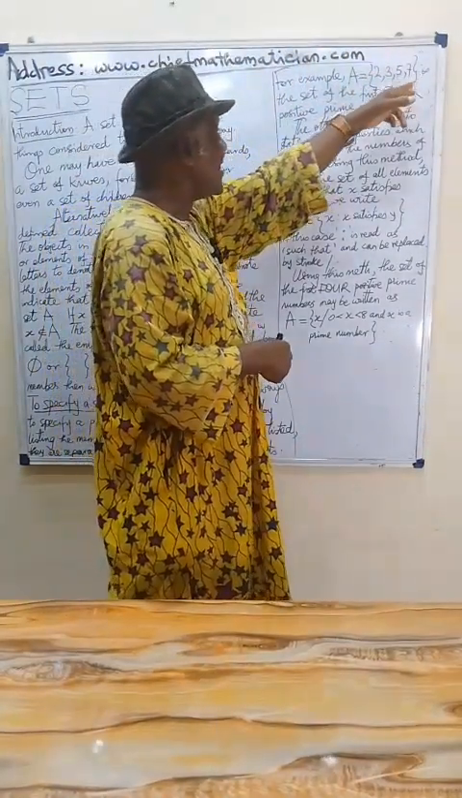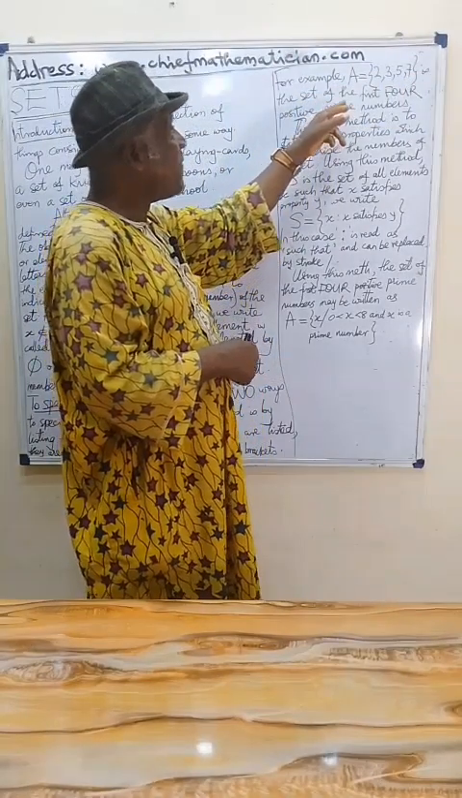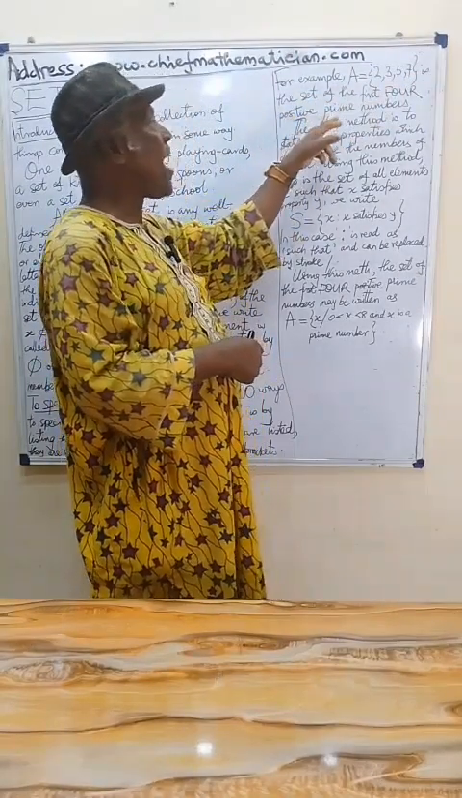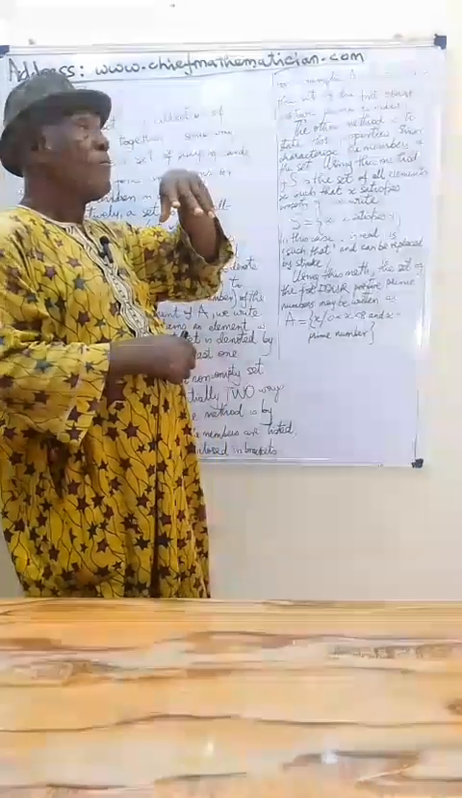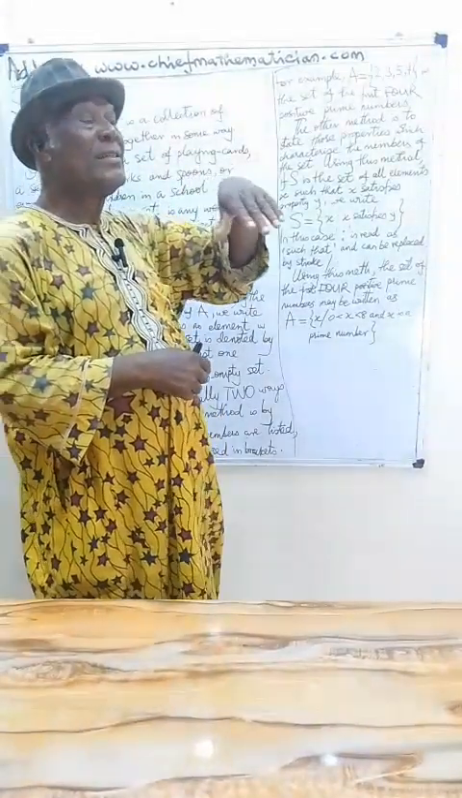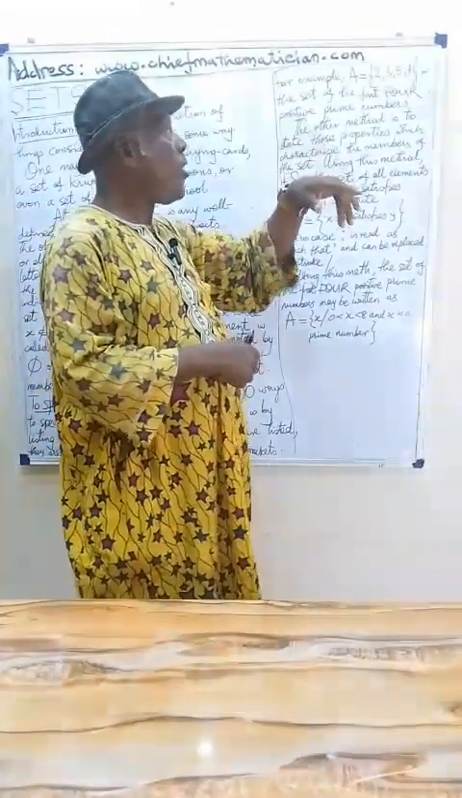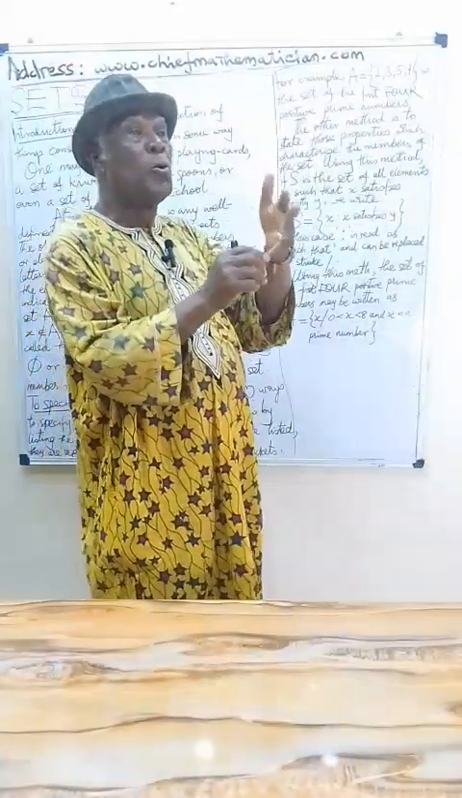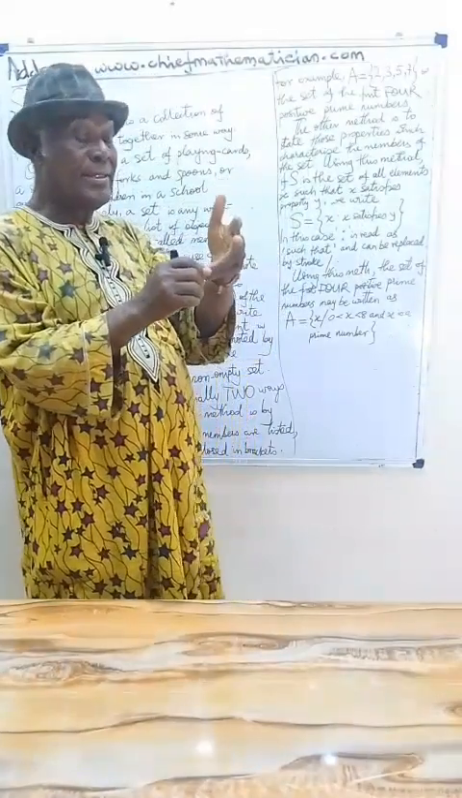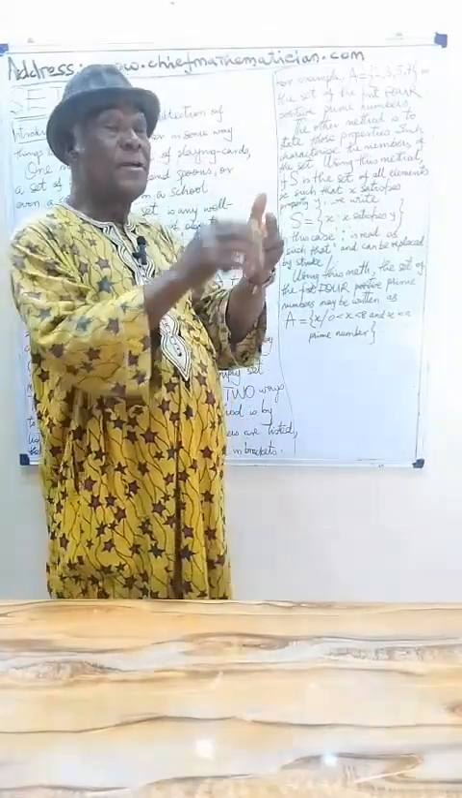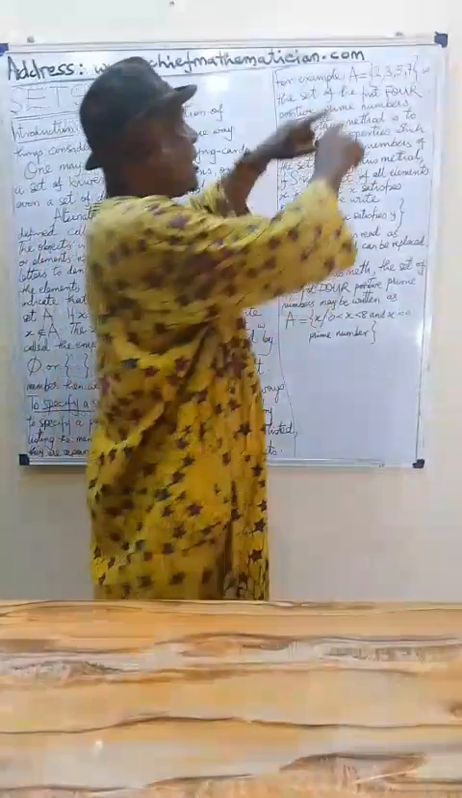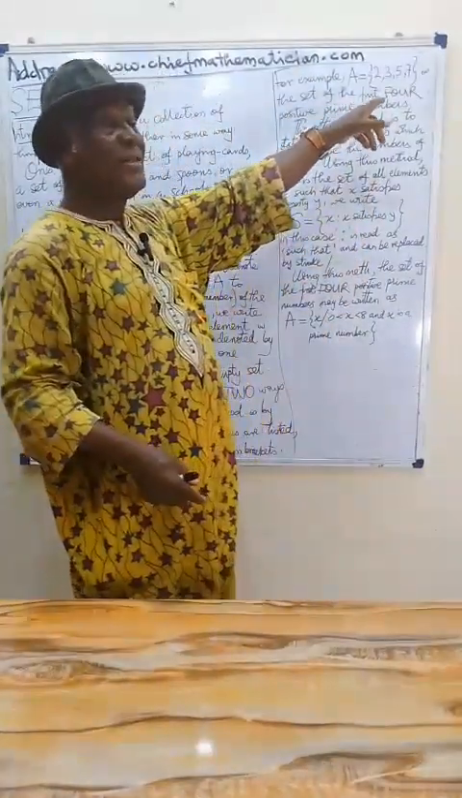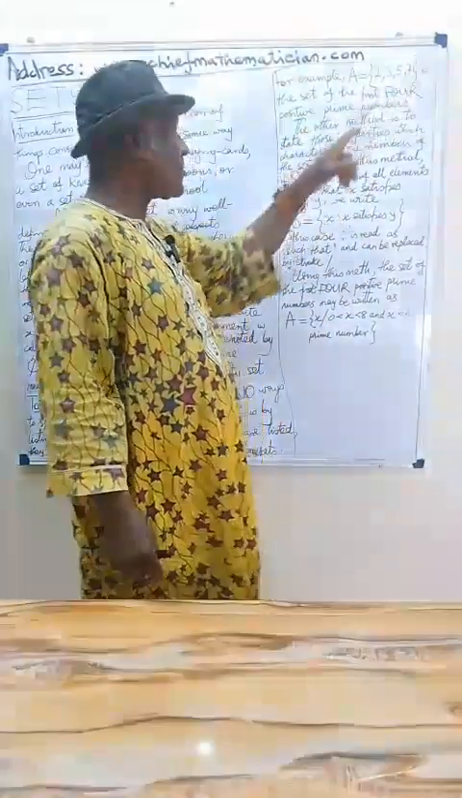And that is the set of the first 4 positive prime numbers. The first 4 positive prime numbers are 2, 3, 5, and 7. So it forms a set, and it is written in that form.